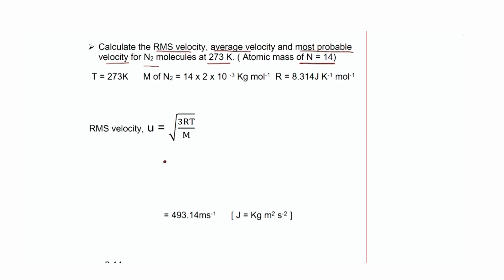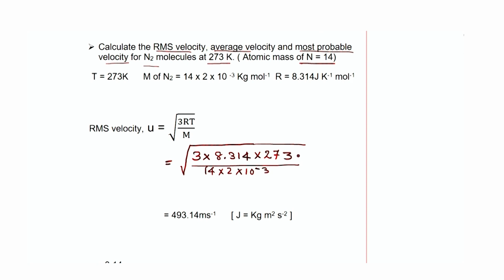We have all the values here. So, I can put it as square root of 3 into 8.314, temperature is 273, whole divided by the molecular mass 14 into 2 into 10 to the power minus 3. This is Kelvin. 3R is joules per Kelvin per mole. Okay, and this will be molecular mass in kilogram per mole.